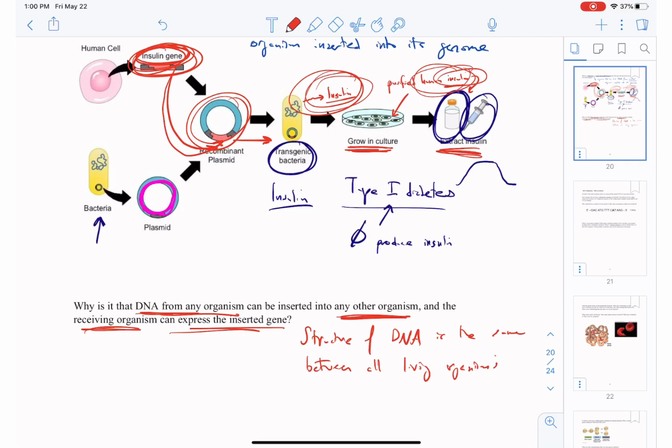In all living organisms, DNA is double-stranded, and it's made up of individual nucleotides: adenine, thymine, guanine, and cytosine. Now, the sequence of the genes, gene sequences, are different between different organisms, but the structure of the DNA itself is the same. So when that human insulin gene is inserted into the bacteria, that bacteria just treats it as its own gene because the structure of the DNA is the same. And the RNA polymerase and all the translation machinery treats it as its own. It's something pretty amazing that all living things have in common.